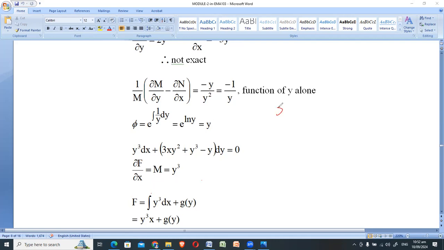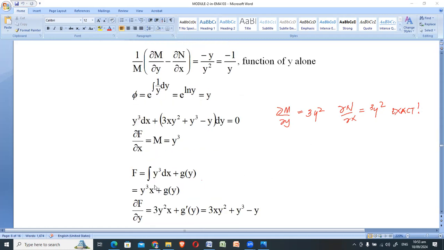So you will have partial derivative of m with respect to y. For this, that's 3y squared. Partial derivative of n with respect to x, this one, 3y squared. So it's now exact. Again, you need not do this because in principle, your DE will be made exact if it's multiplied by its integrating factor. So we use the method for exact DE in finding the solution.